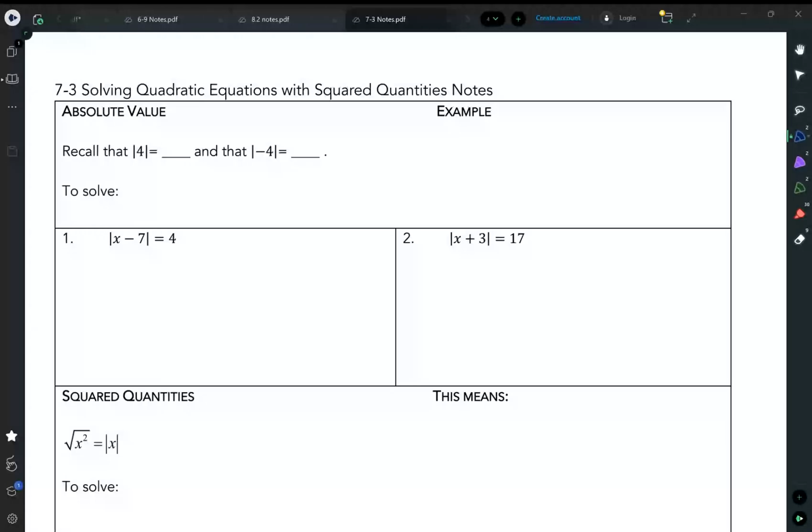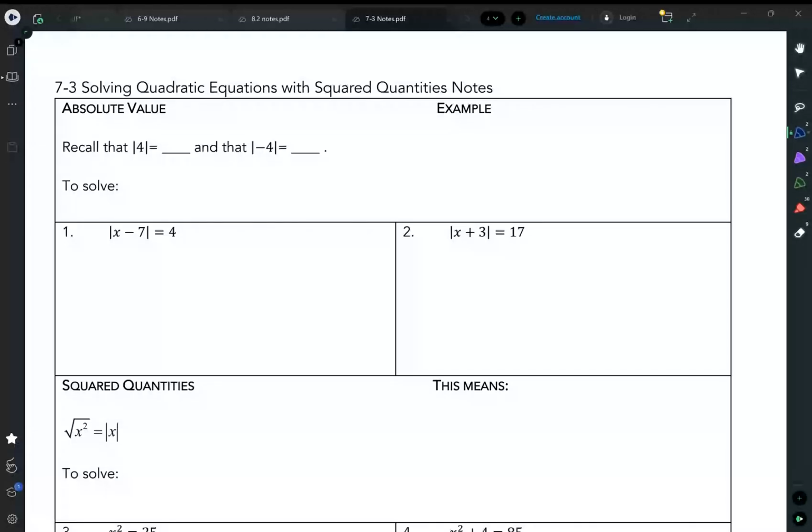Hello class, these are our Algebra 1 notes. Today we are looking at section 7.3. We are solving quadratic equations with squared quantities.